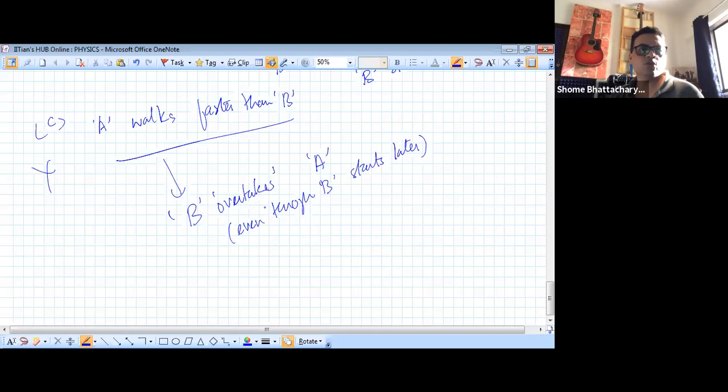ना? एक तो overtake भी कर रहा है, ऊपर से B started later also. So definitely we can say that B is traveling faster than A. So that means only one option can be correct. So let's check what the D option is saying. A or B overtakes B or A on the road once or twice.